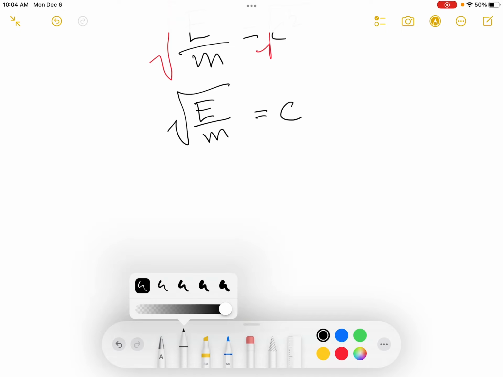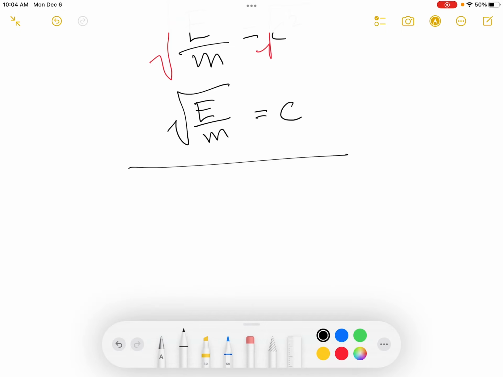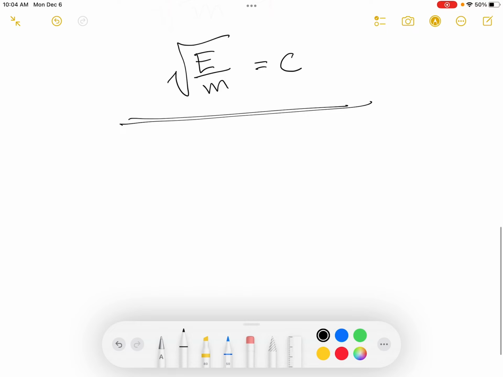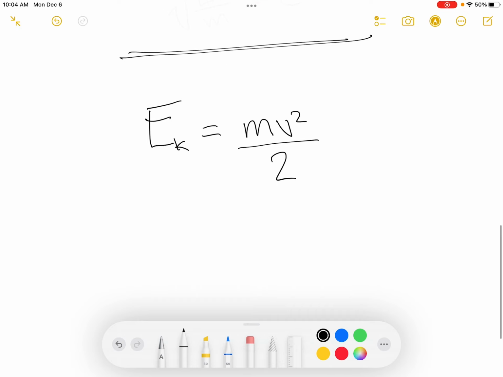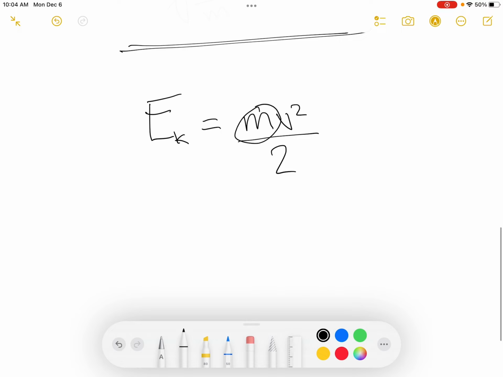Let's take another example here that you will find in this course. So let's go, energy is equal to mv squared divided by 2. Now this is the kinetic energy formula, so it's the energy of motion. And let's say that we want to solve this for m. So we want to get this m on its own.